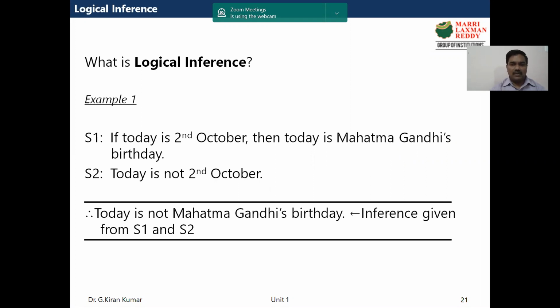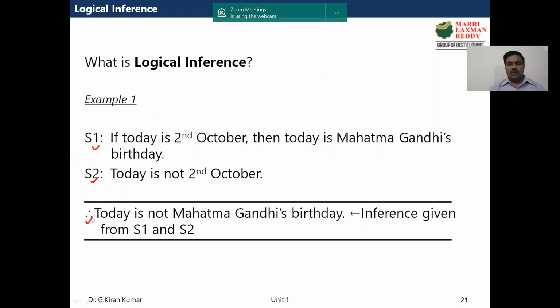Here, if you see, there are two statements given to us, S1, S2, followed by some conclusion. Now, what is S1? Statement 1 is, if today is 2nd October, then today is Mahatma Gandhi's birthday. This is given as the first statement, or first premise, to us. And S2, or statement 2, is, today is not 2nd October.